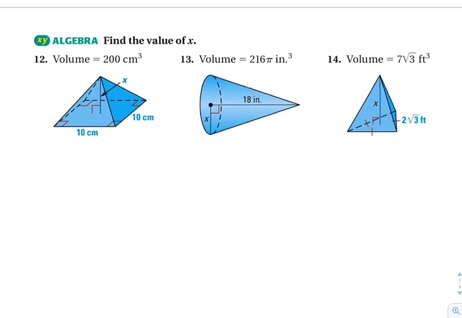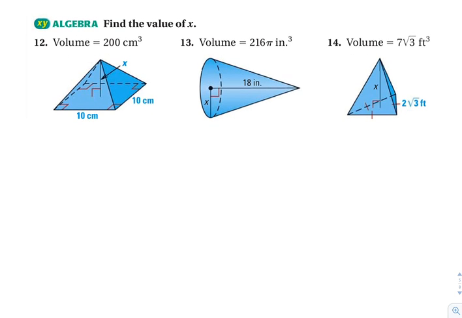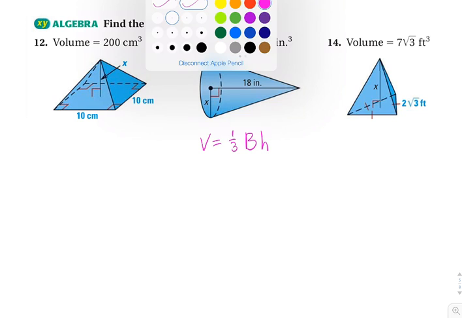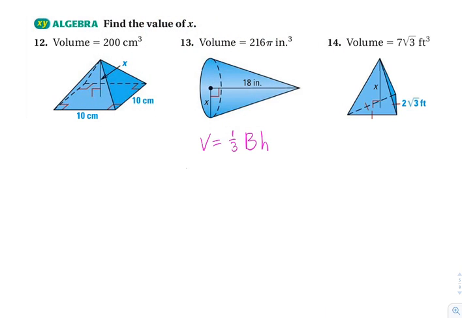So anything we do forwards, we can always do backwards. So let's say 13, for no apparent reason here. Volume we know is 1/3 area of base times height. I'll switch to blue here and plug in what we know. Well, we know the volume is 216 pi. We've got the 1/3. The area of the base is pi r squared. Our radius is x, so this is pi x squared.